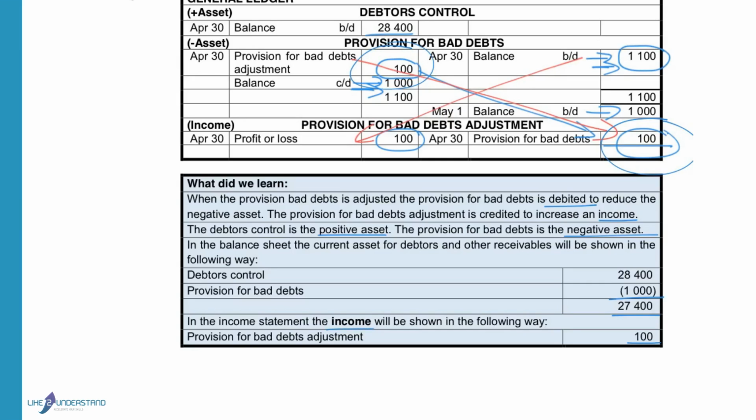So the total amount, the new balance in your provision for bad debts account will be recorded in the balance sheet where it is deducted from your debtors. The provision for bad debts adjustment account, that is just the movement between the previous year and the current year, will be shown in the income statement either as an income or an expense.